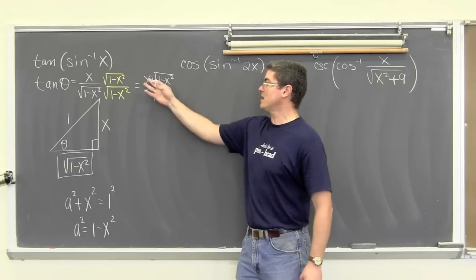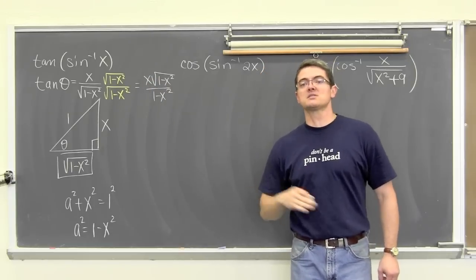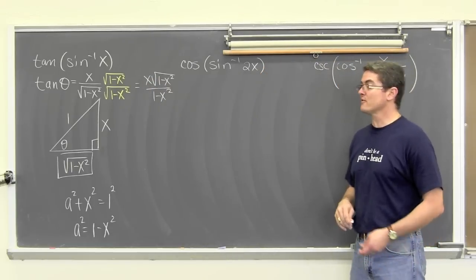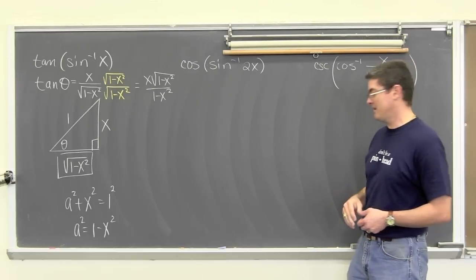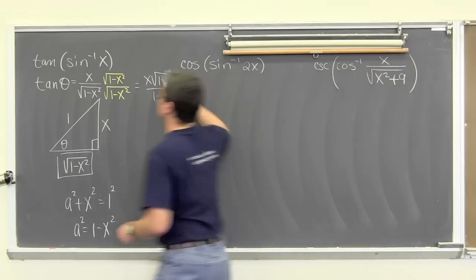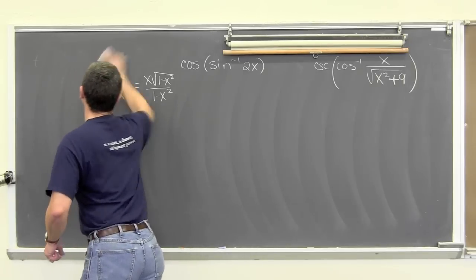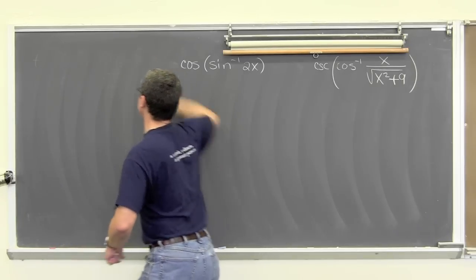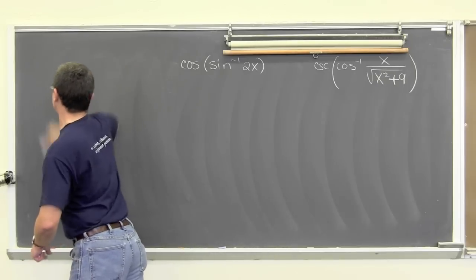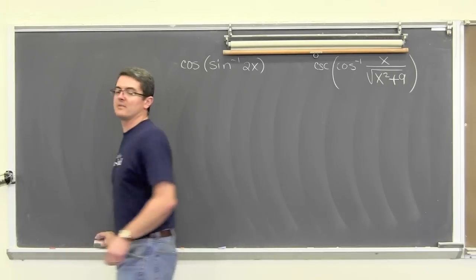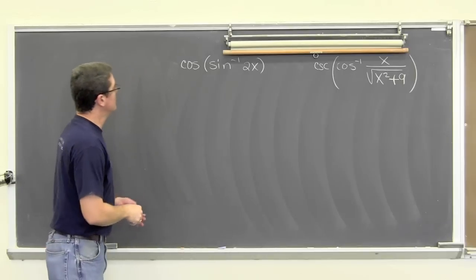So these x's will not in any way cancel out. And that's our final answer for the tangent of the inverse sine of x. So let's take a look at our next example. These are all going to be very, very similar. I'm just going to be practicing our Pythagorean theorem basically to fill up the missing sides of these triangles.